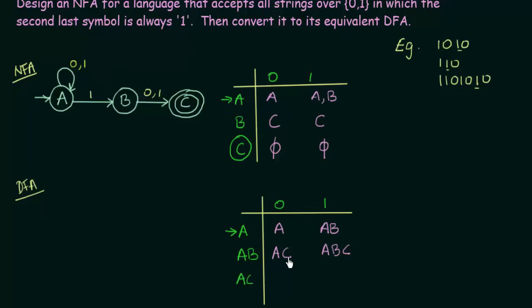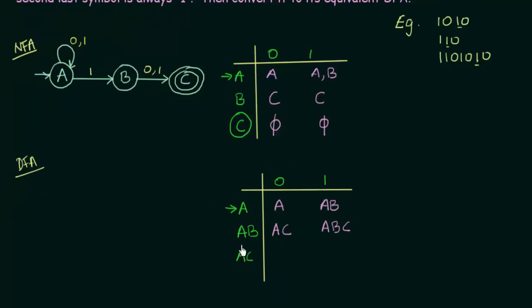AC. So AC on getting input 0, where does it go? I have to come to this table and perform the union operations of A and C. So on getting input 0, the union operation of A and phi, which is A itself. And on getting input 1, the union operation of A, B and phi, so it is AB. Okay. Now we have finished, and from here we see that the next states reachable are A and AB. So I've already mentioned A and AB.